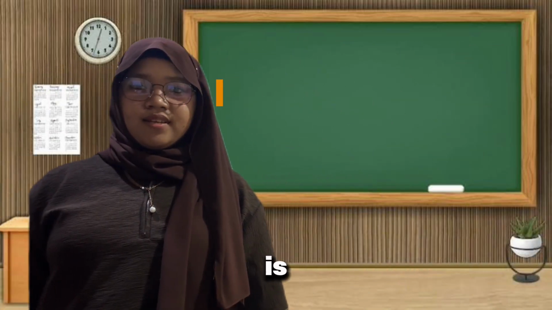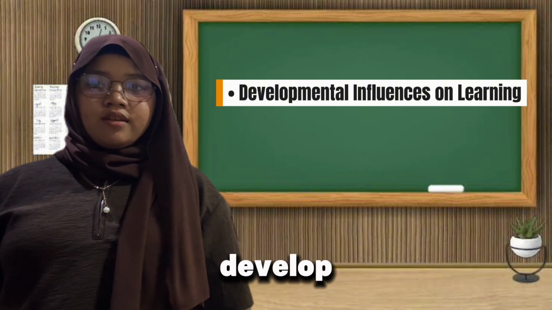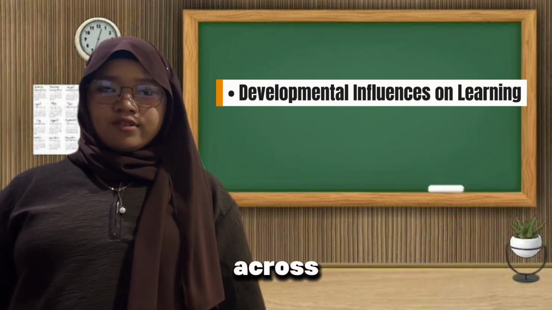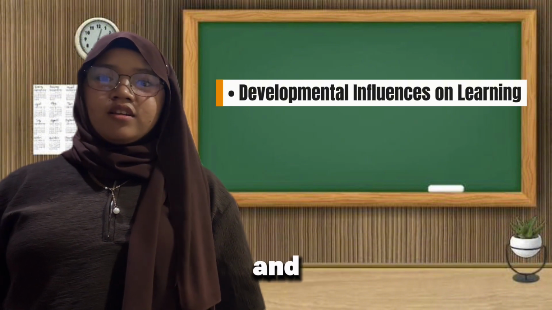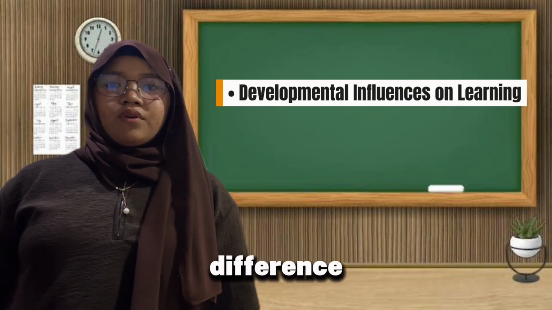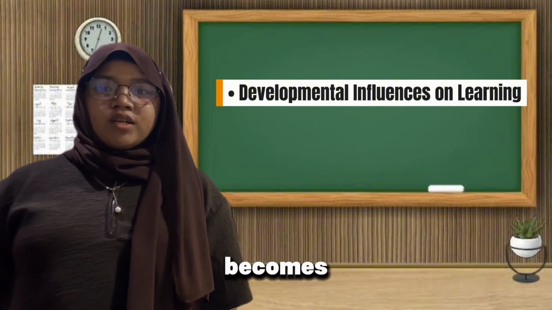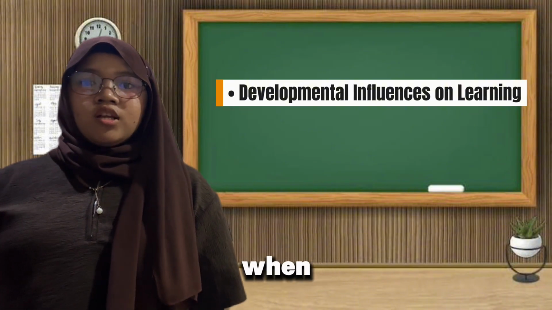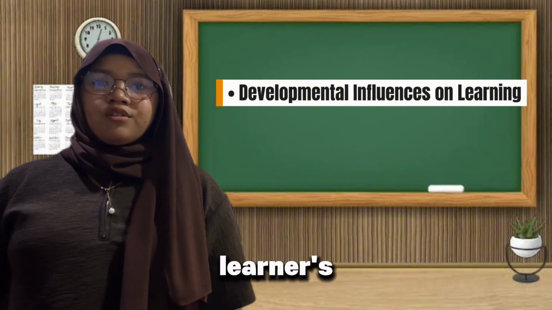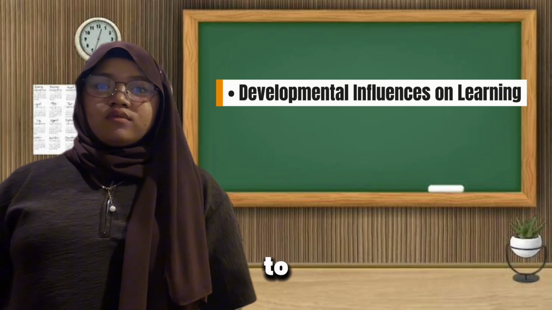And the last one is developmental influence on learning. Learners grow and develop at different rates across their physical, intellectual, emotional, and social domains. These developmental differences shape how and what they learn. Learning becomes most effective when teaching methods consider the learner's stage of development and provide tasks suited to their abilities.